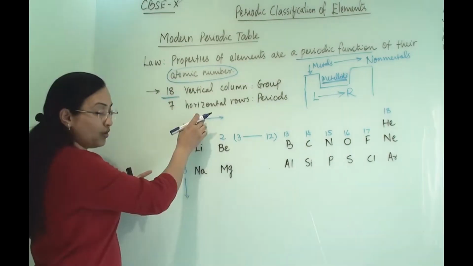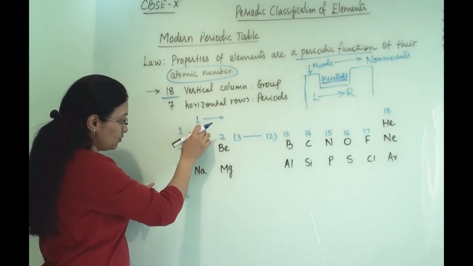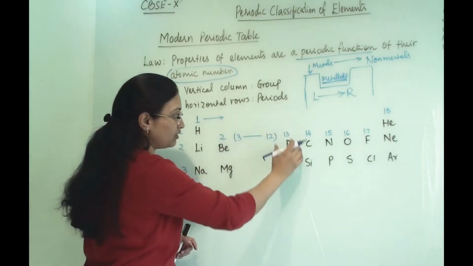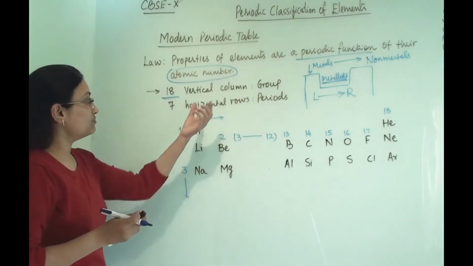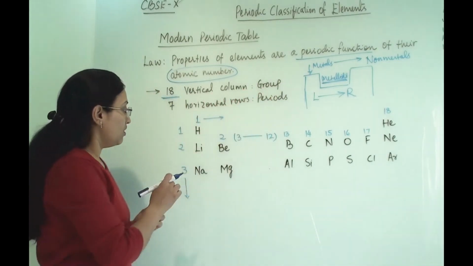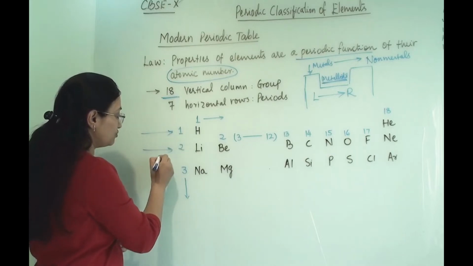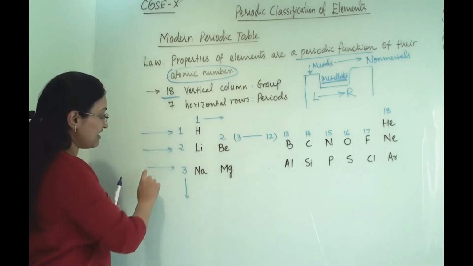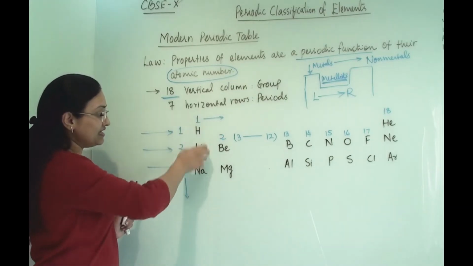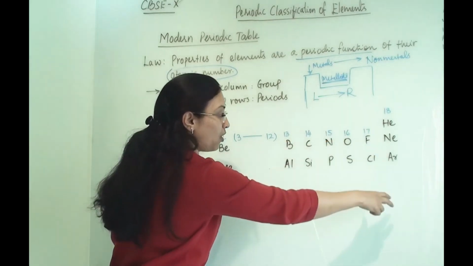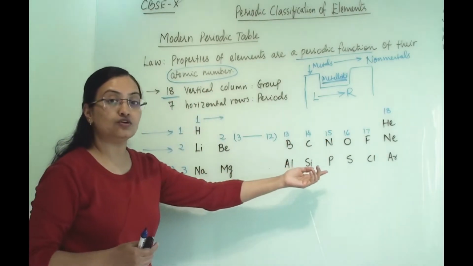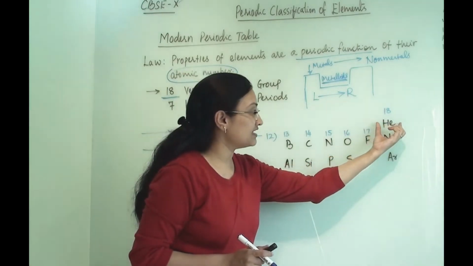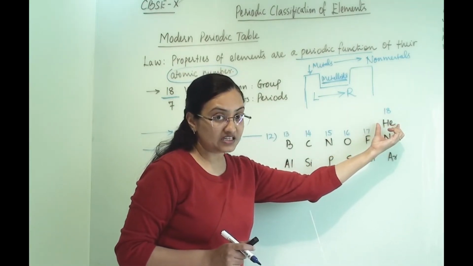Now, all these vertical columns, 1, 2 and up till 18, are known as groups. All these horizontal rows are called periods. So we have 7 periods in total and 18 columns, or 18 groups, in total. We have placed hydrogen first, and then at the 18th group we have placed helium.